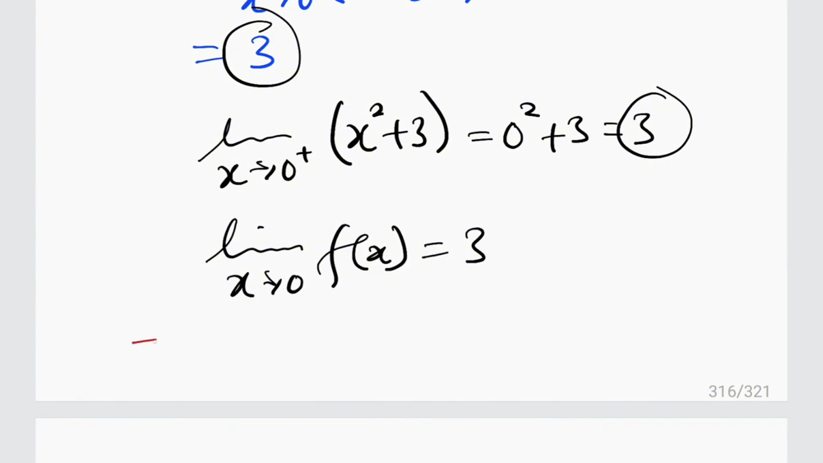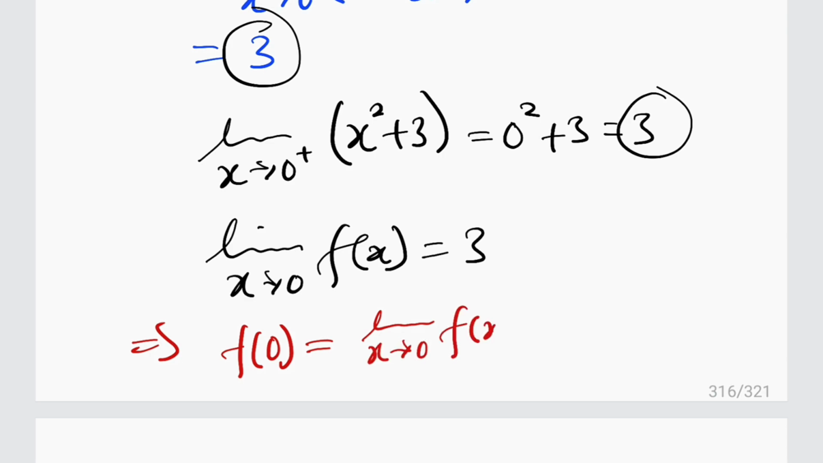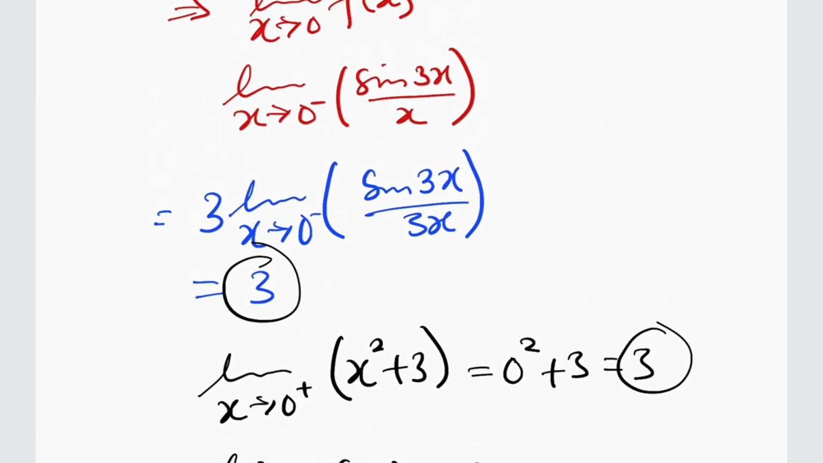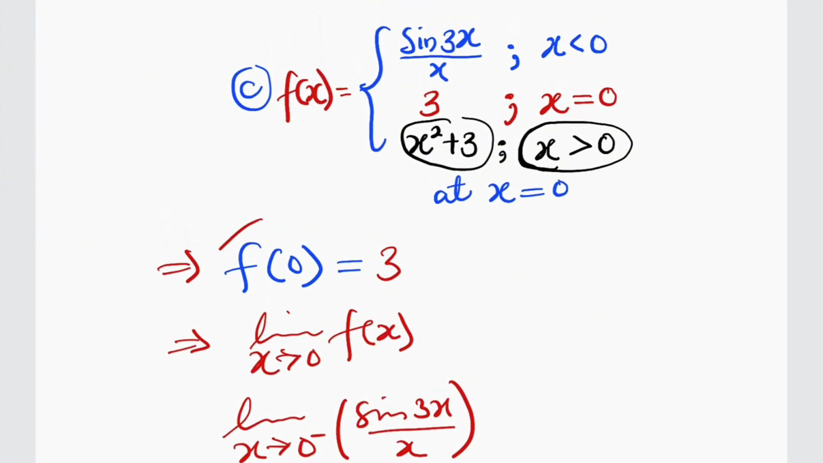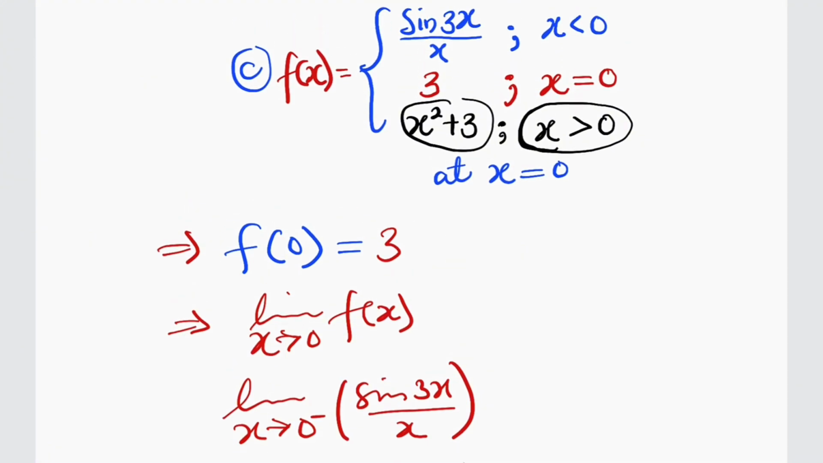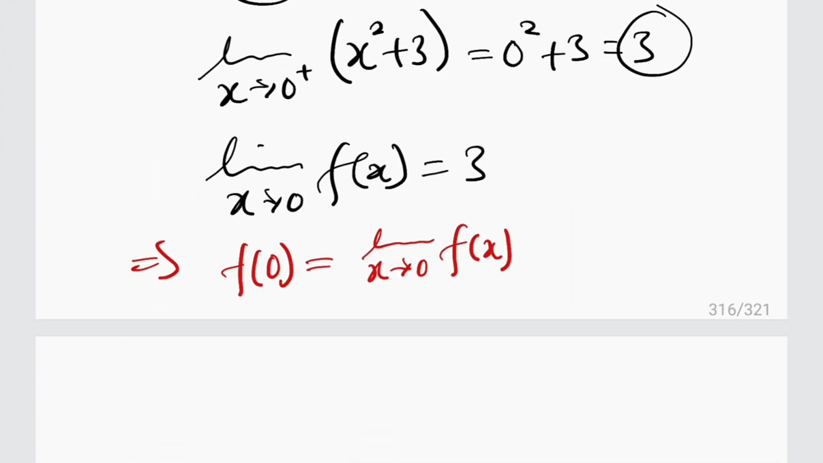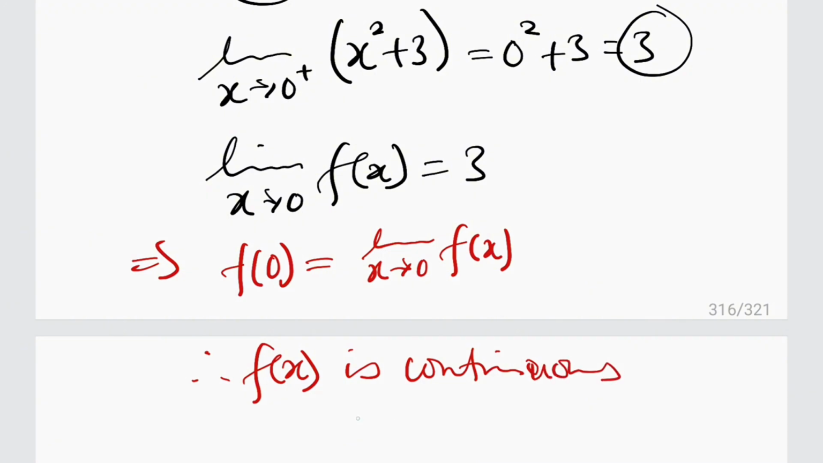Then finally, we have to check whether f of 0 is equal to the limit as x approaches 0 of the function. Yes, they are equal because we have realized that f of 0 is 3 and the limit is also 3, and hence f of x is continuous at x equal to 0.